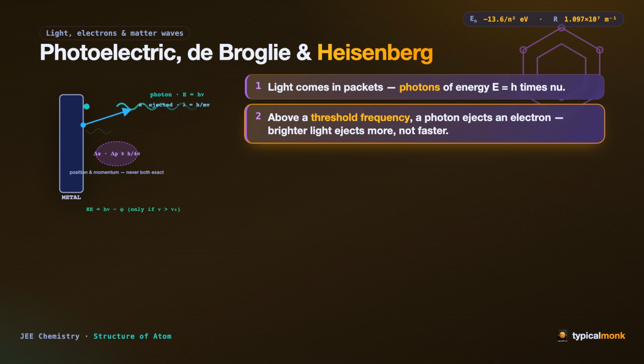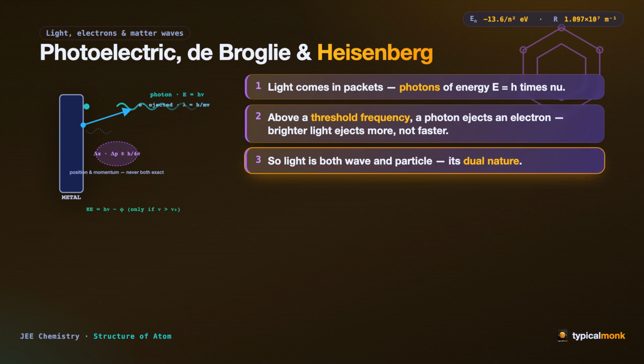of the surface. Here is the surprise that trapped everyone. Making the light brighter ejects more electrons, but never faster ones. Speed comes from frequency, never from brightness. John found that backwards at first, and so does most of the country in the exam. Third, light behaves as both a wave and a particle at once.